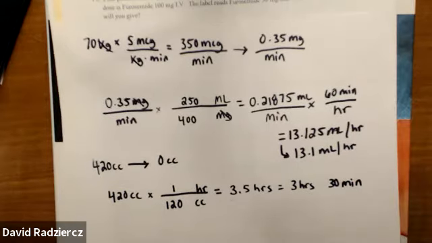Now, sometimes this question will ask, it'll say the infusion started at 8:30 on Monday morning, what time did it end? And then you'd say, okay, well, 3 hours and 30 minutes from 8:30, it would end Monday at noon. And so you would just need to know how to kind of do time.